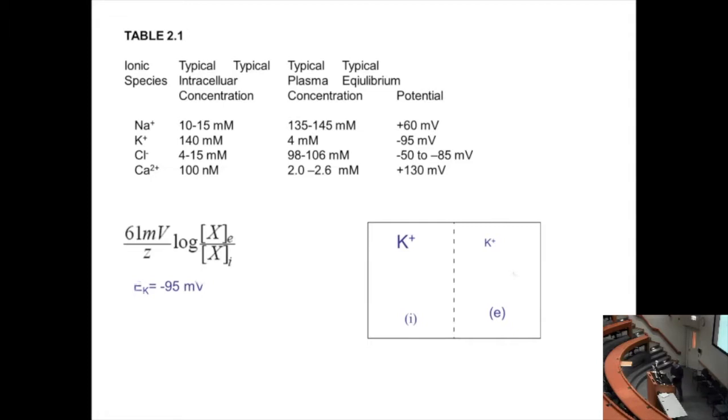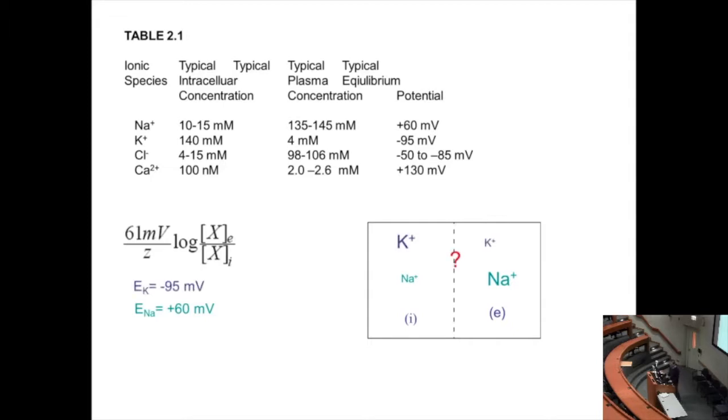For sodium, it is plus 60. So that means that now you'll notice sodium moves the other way, from outside to inside. So the sign changed. Instead of a negative equilibrium potential, we now have a positive equilibrium potential. And sodium flows down its gradient if the membrane is permeant to sodium only, with sodium channels only. And it will stop when you hit plus 60 millivolts. All right?